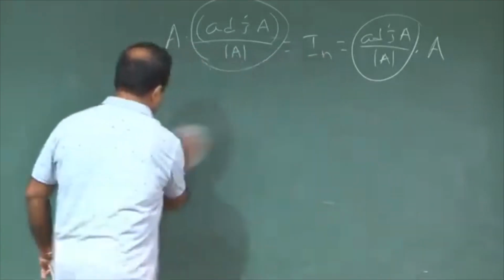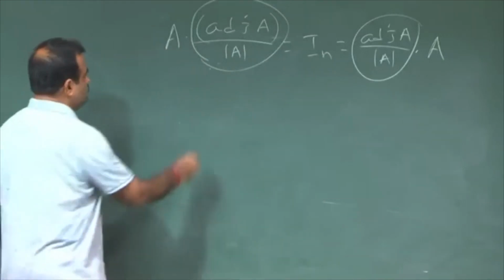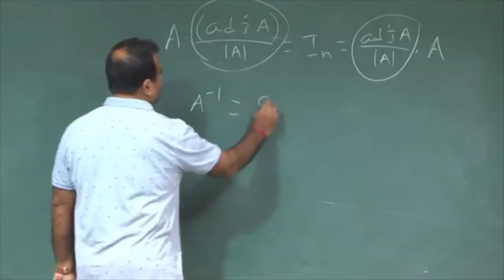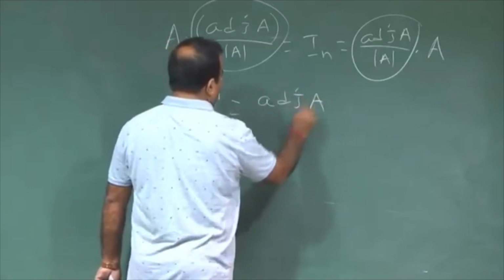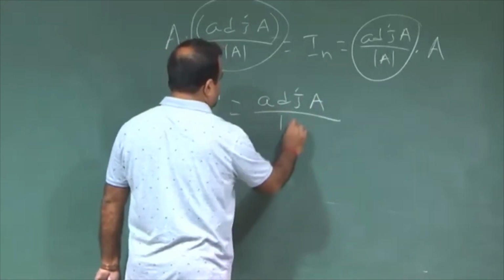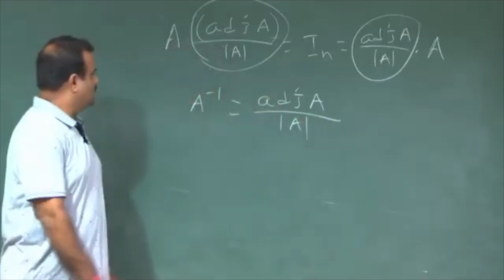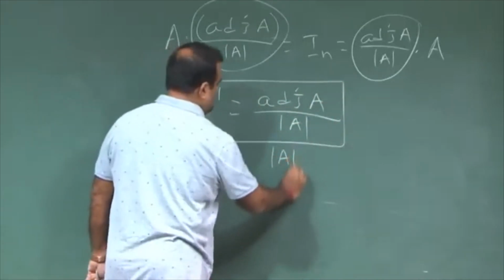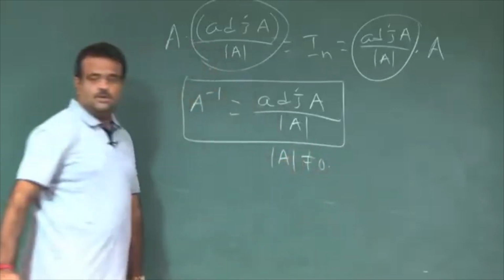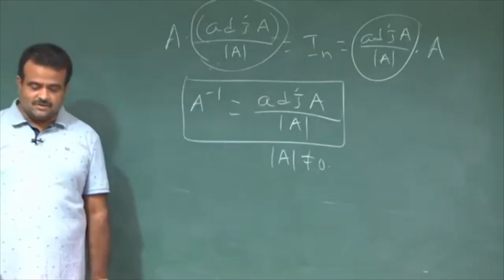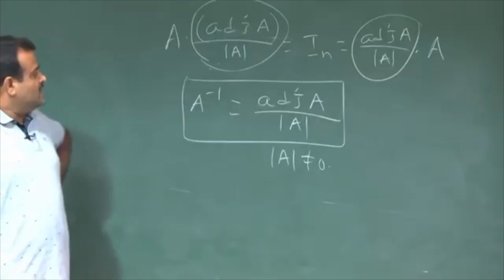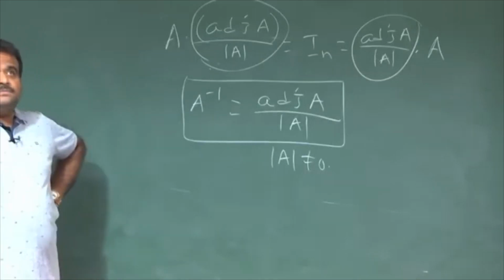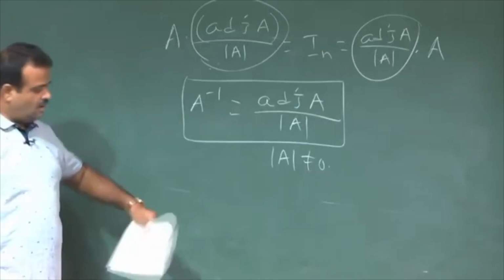So, A inverse is nothing but adjoint of A, which is a matrix, divided by determinant of A, where A is a non-singular matrix, where determinant of A is not equal to 0. So, that means if A is a non-singular matrix, then only the inverse exists, and the inverse is of this form. Okay, now, how to calculate it?